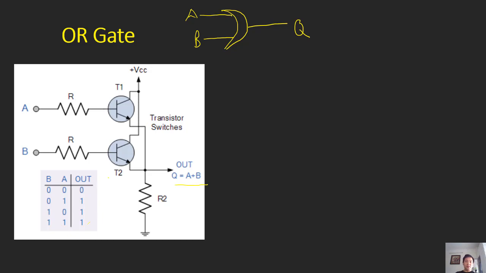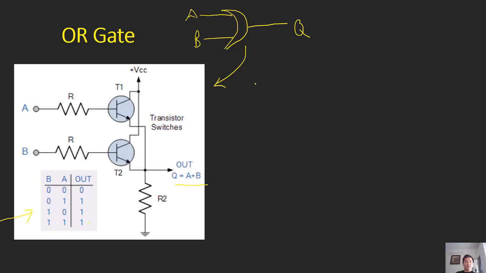If either A or B is true, then Q is true. You can see this in the truth table. In this circuit, you can see that the two transistors are in parallel.